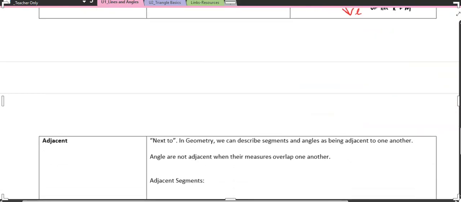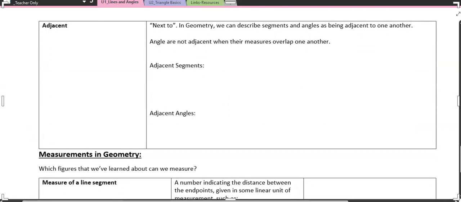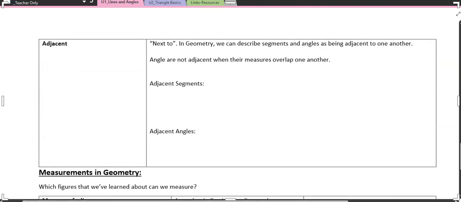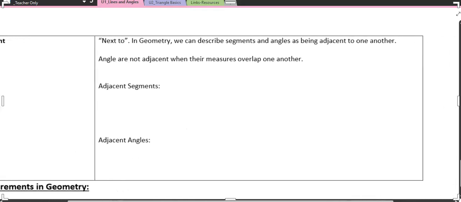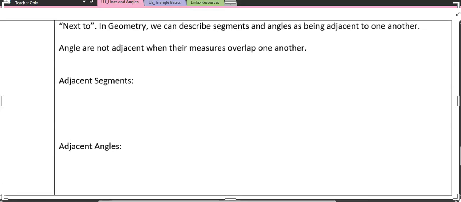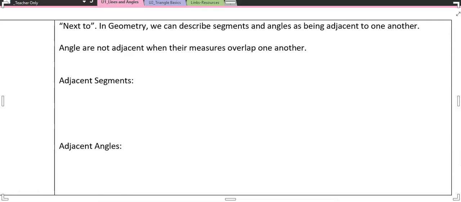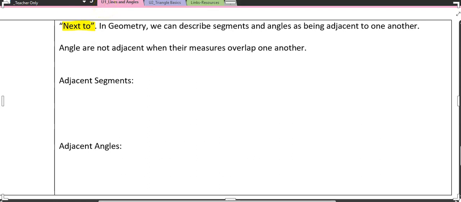The last definition in this video we're going to talk about is adjacent, and adjacent is used a lot here. Adjacent is referring to the idea of next to. So in geometry, we could describe segments and angles as being adjacent to one another, and the key here about this is the term next to. This is how I think about when I think about adjacent.